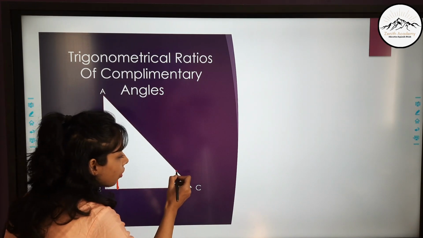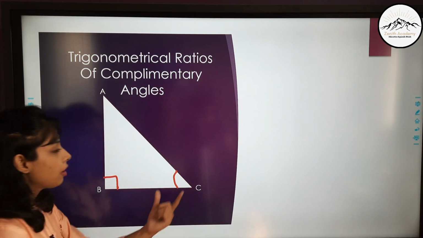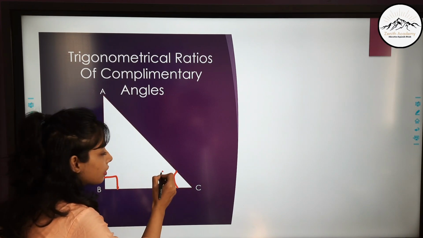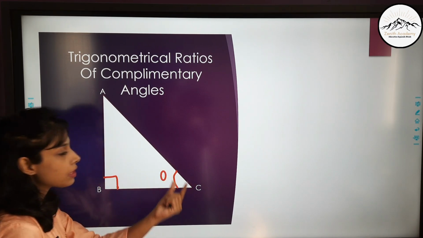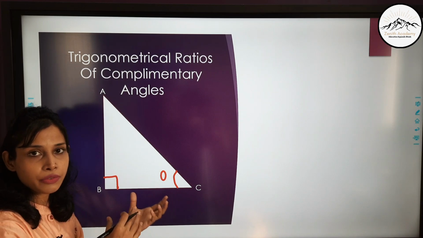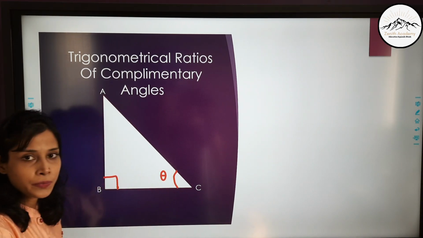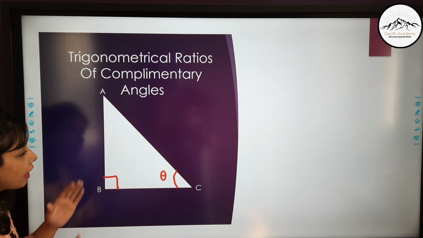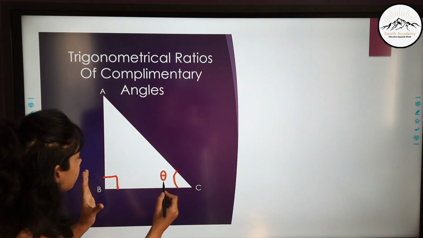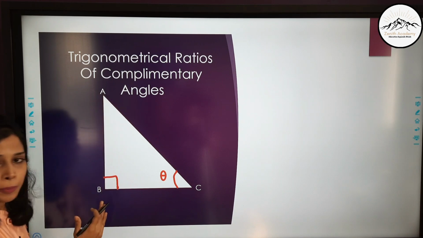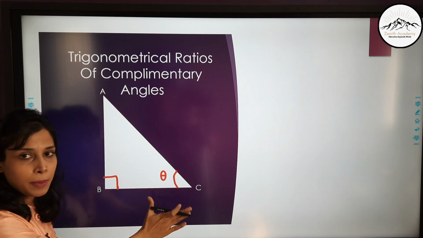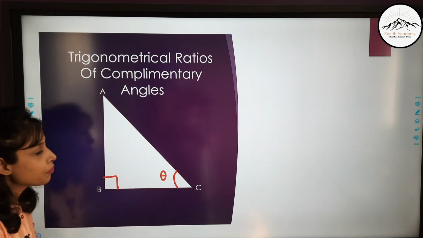Now, for trigonometry, we took the reference for this angle. In reference of this angle, we defined the different sides for the trigonometric ratios. So this was our theta. Now, if I see for this theta, I have this perpendicular, BC is the base and AC is the hypotenuse.